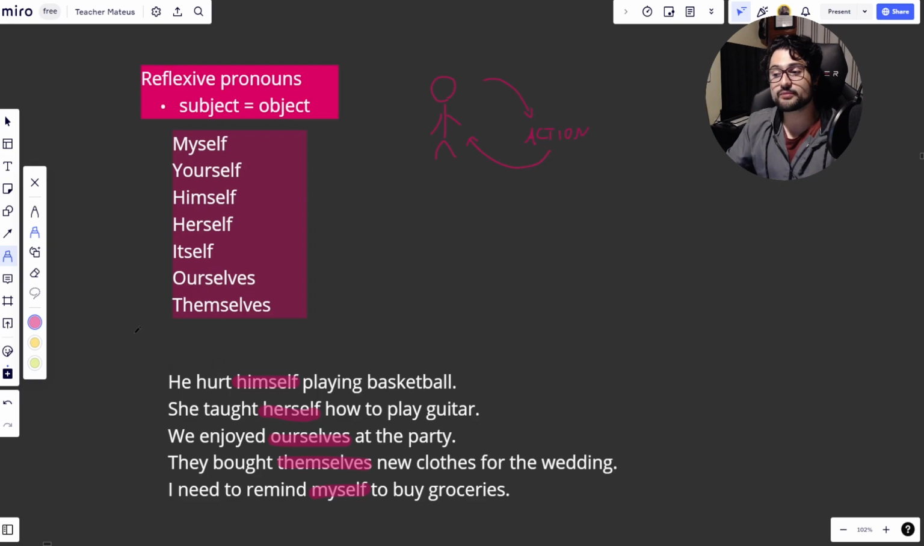So we see these examples, guys, that the subject, he, is the one that did the action to himself, in this case, hurt himself. In the second case, she taught herself, she instructed herself to play the guitar. We enjoyed ourselves at the party. They bought themselves, they got new clothes for themselves. And then I myself need to remind myself to buy groceries.